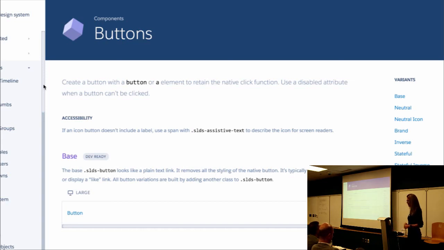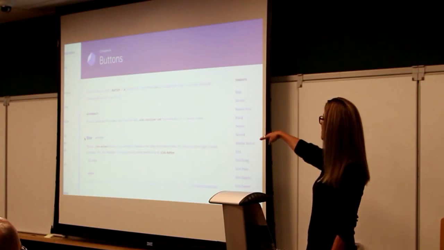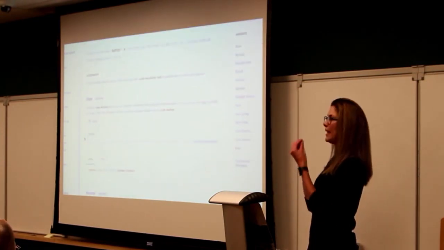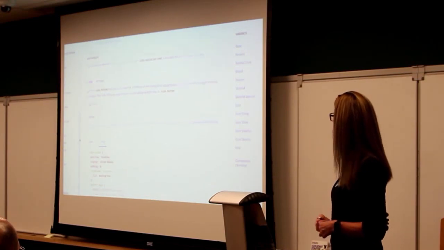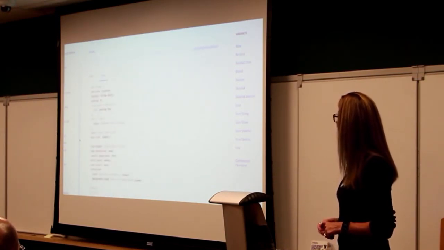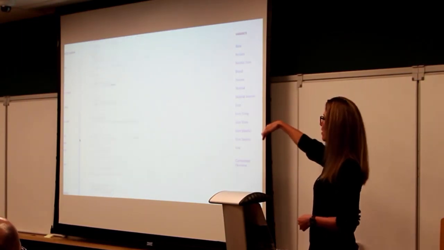So we'll look at the button component. The first thing we have for each component is a section that talks about what this component is. It gives you whatever information you need. Then we'll have a section about accessibility. If there's something that has to do with JavaScript, you'll also have that there. Each component starts with a base state, and that is just the least complex version. We show the HTML and the Sass. And then it will go to the next variant.